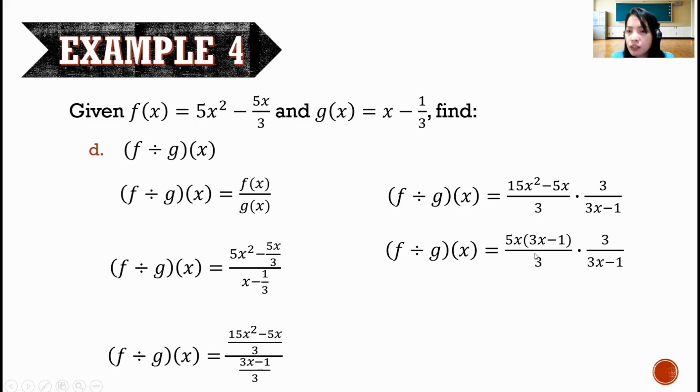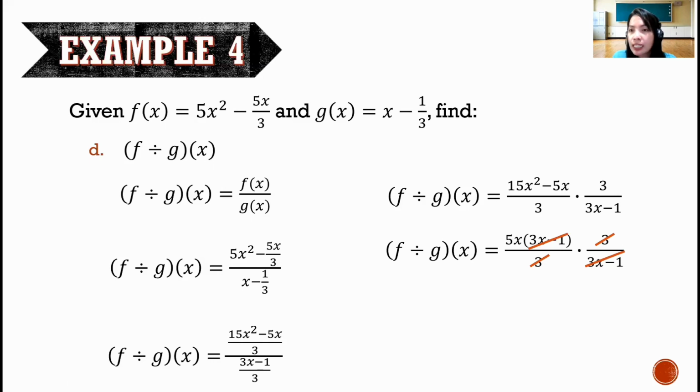May mga terms and numbers na tayo na pwedeng i-cancel or pwedeng i-divide. Like, you can cancel now 3x minus 1 sa numerator. Nito, 3x minus 1 meron na, and 3x minus 1 sa denominator. So that is equal to 1. If you're going to cancel that, that is equal to 1. And another, we have here 3 and another 3. You can cancel that. That can be equal to 1.